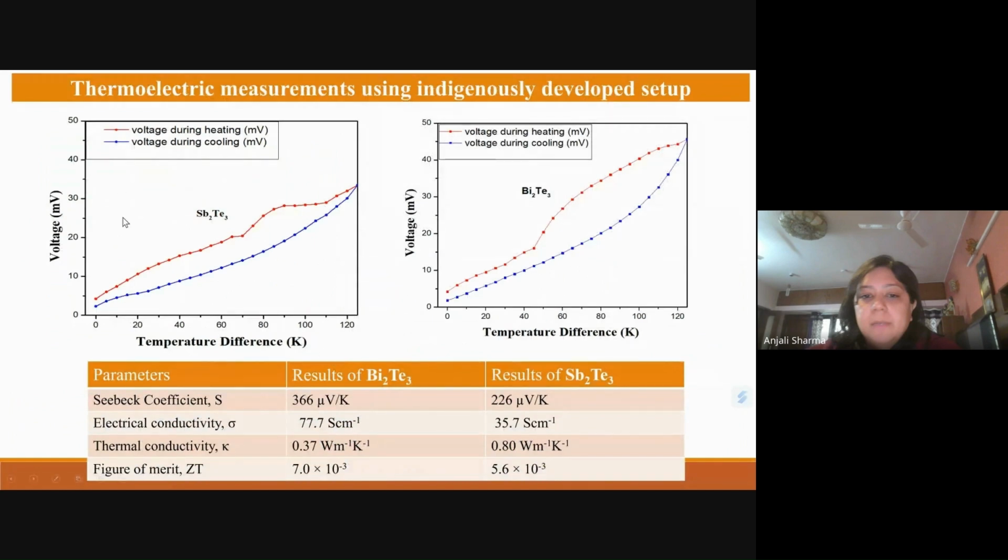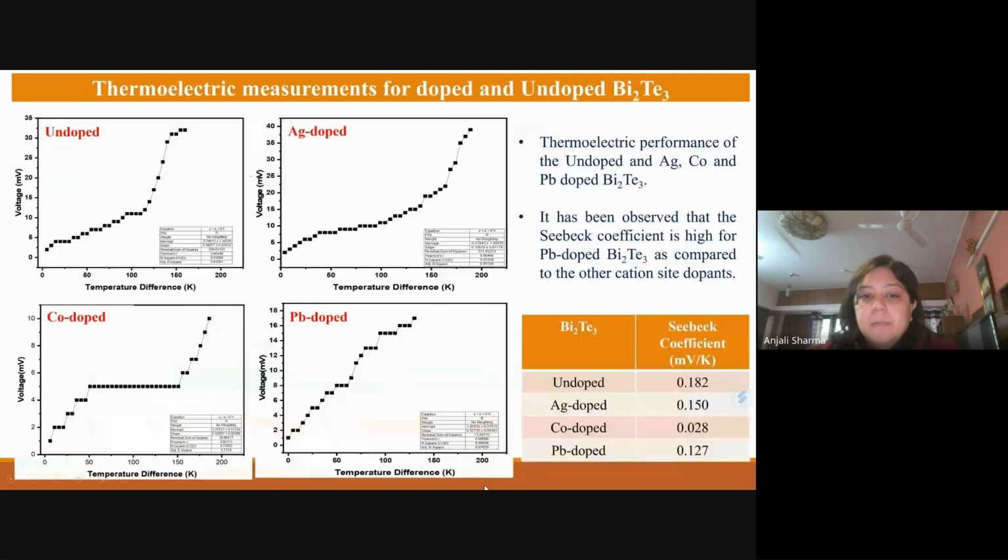And then we studied the thermoelectric measurement, again using the indigenously developed setup, on these thin films, and we found that the antimony telluride and the bismuth telluride give comparable voltage, generated up to 40 millivolts, and for bismuth telluride it is 45 millivolts. So we evaluated the Seebeck coefficient, electrical conductivity, thermal conductivity and figure of merit for both the materials, and found that bismuth telluride gives better results as compared to antimony telluride.